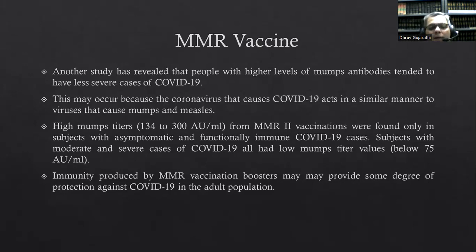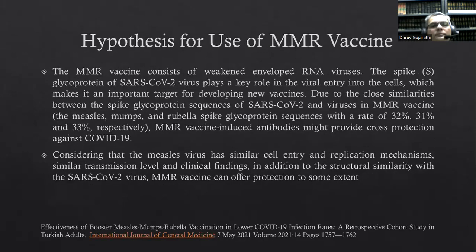So MMR vaccine could be used, and this was also done in India, and it was found that patients who had taken 2 doses of MMR had less severe disease, or had milder disease. We spoke of how the MMR vaccine hypothesis was. The MMR vaccine consists of weakened enveloped RNA viruses, which is the same as that of the COVID virus.